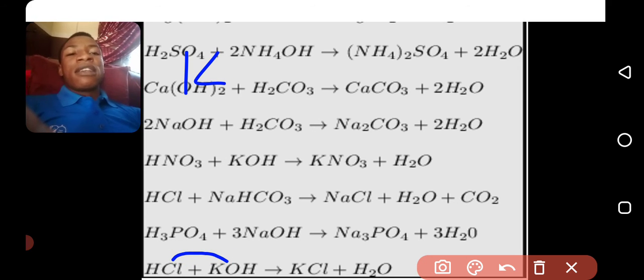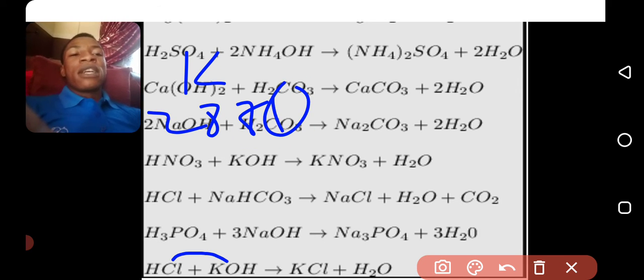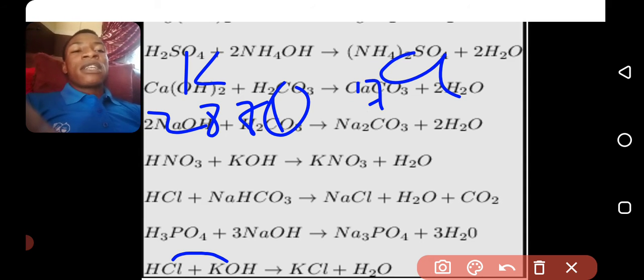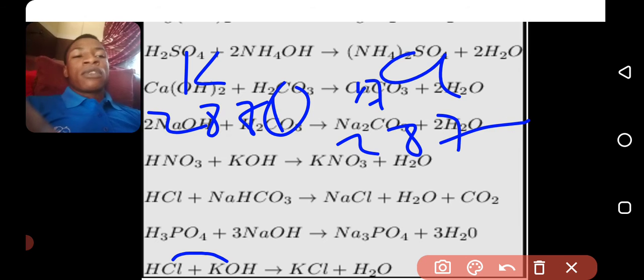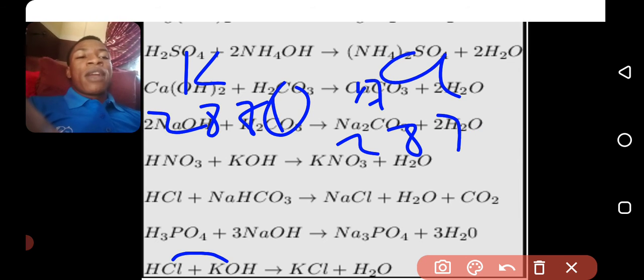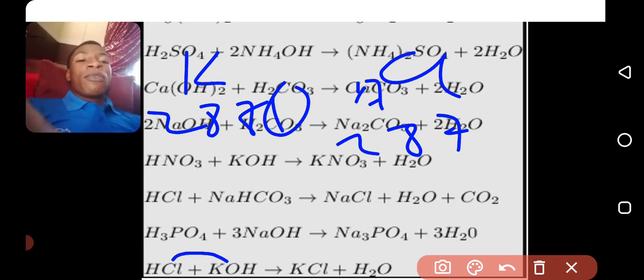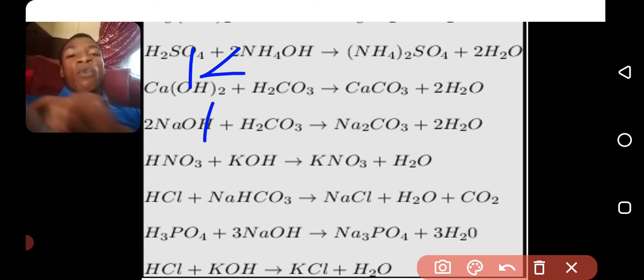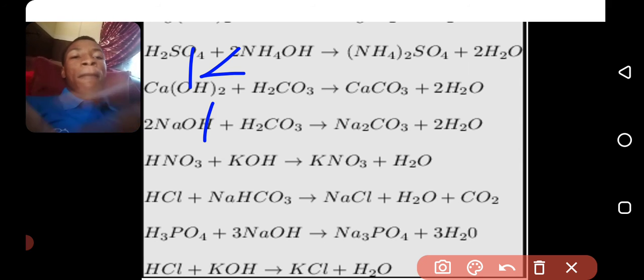Finally, you see that the K will pick up Cl. K is number 19, that's 2, 8, 8, 1. Valency is 1. Cl is a simple atom, number 17. That will be 2, 8, 7. Of course, when it's 2, 8, 7, the valency will be 8 minus 7, that will be 1. So we are saying that K has a valency of 1 from 2, 8, 8, 1.